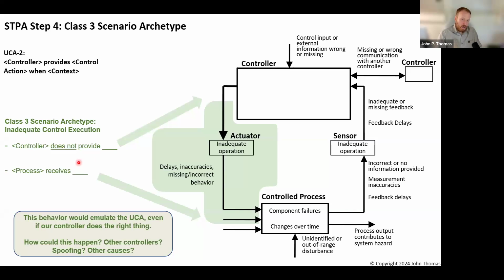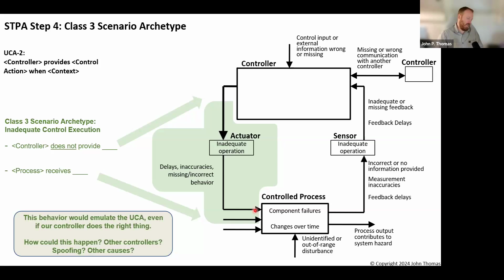Now, if you're going to start using this, pay attention carefully to the way this is written. This starts with a UCA. This is a type 2 UCA. It's a providing control action that's unsafe. And if we want to emulate that UCA, what we do is we say the controller didn't do the UCA, right? So the controller does the opposite. The controller actually did not provide a UCA. The controller actually didn't do it.